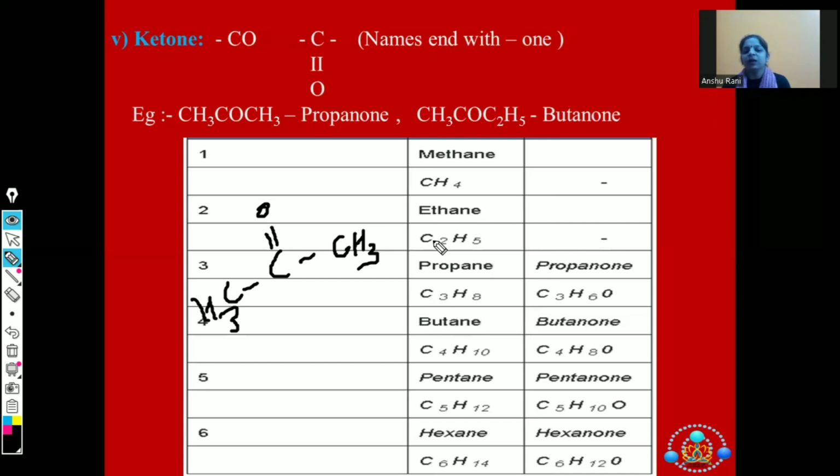Its name will end with one, O-N-E, one. So prop plus ane plus one will be propanone. But plus ane plus one, butanone. Pent plus ane plus one, pentanone. Hex plus ane plus one, hexanone. Like that.